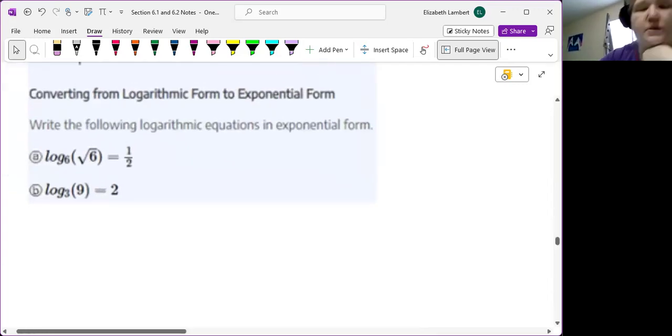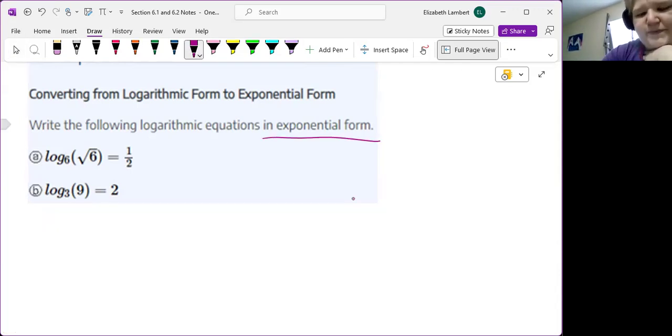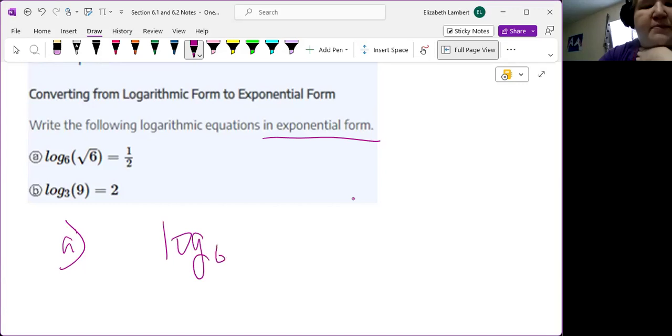So we get a whole bunch of little practices. Log base 6 of the square root of 6 equals 1/2. This is wanting us to write in exponential form. The way I write takes longer, but I find has more meaning because you get used to seeing the log or the exponential do the thing they can do. All right, so log base 6 of the square root of 6 equals 1/2.